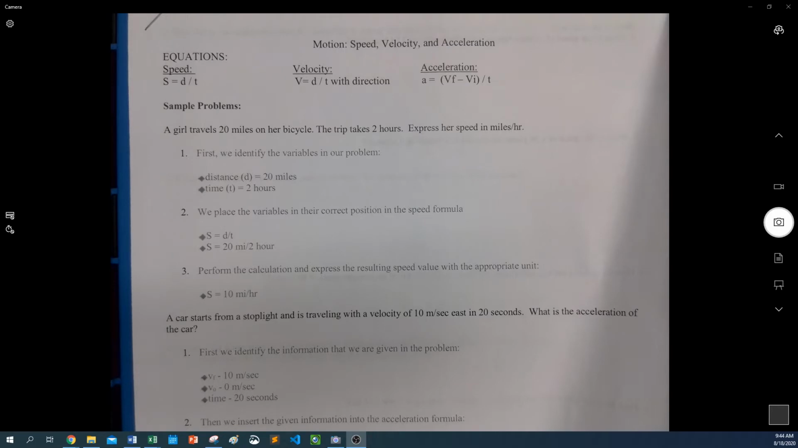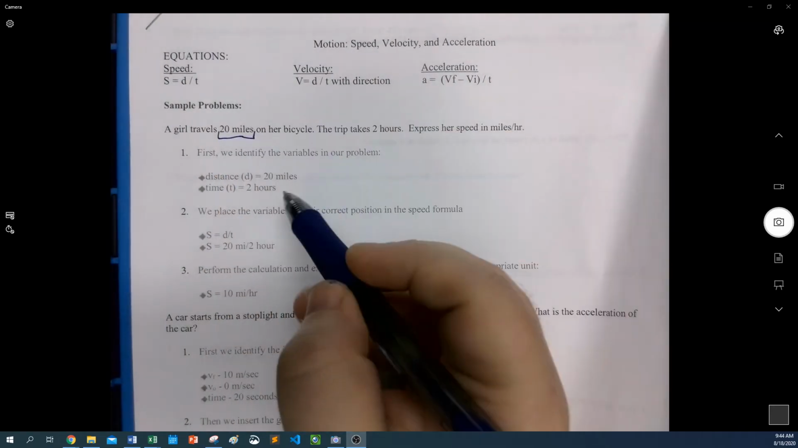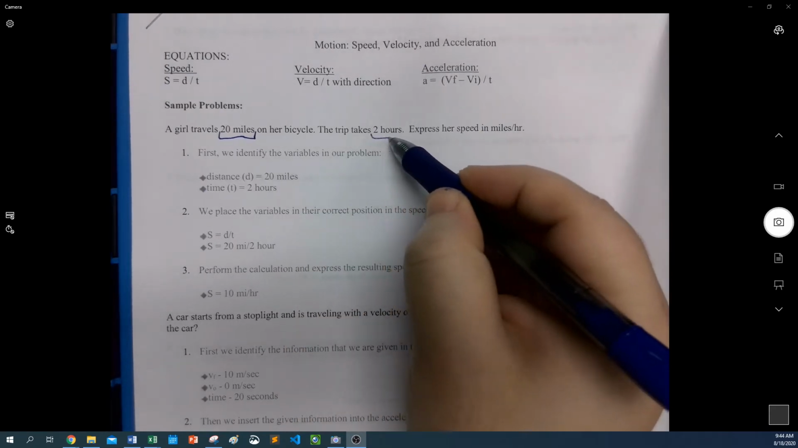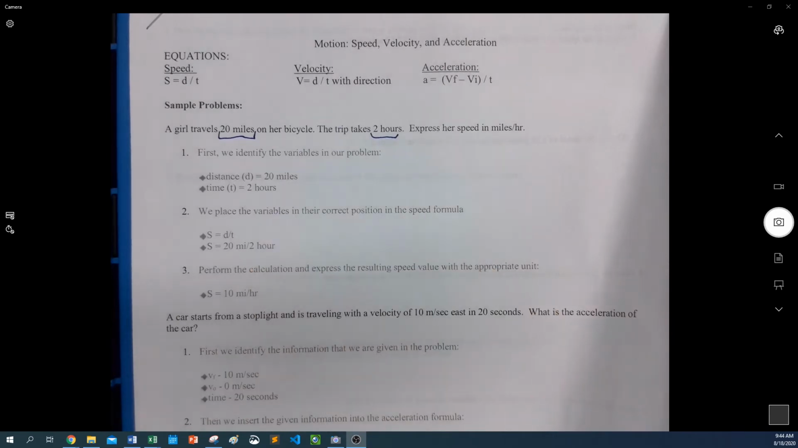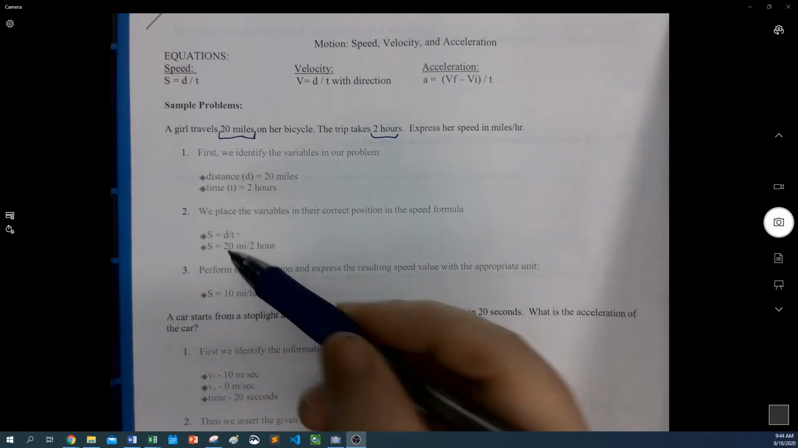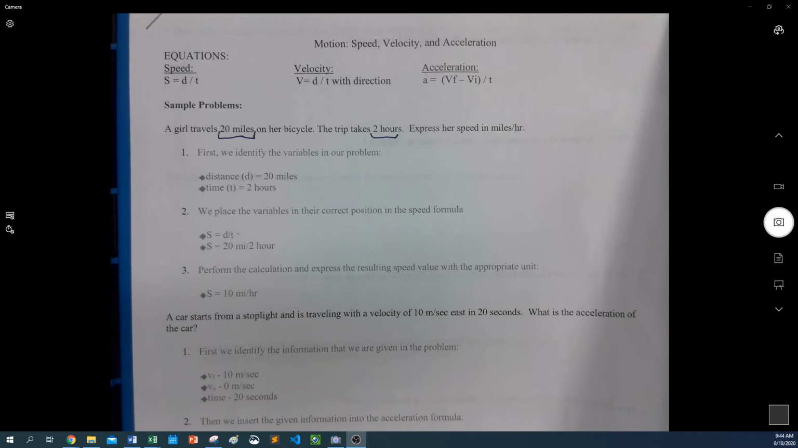The first step in doing these problems is to identify the variables in our problem. So we have 20 miles. That is your distance. 2 hours is going to be our time. We next identify the correct equation. So speed is equal to distance divided by time. And then we plug those values in. We then perform the calculation and we get the answer is 10 miles per hour.